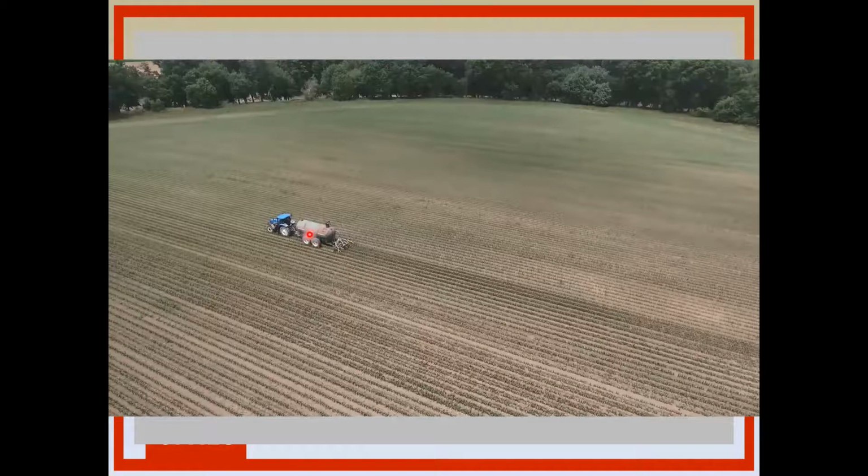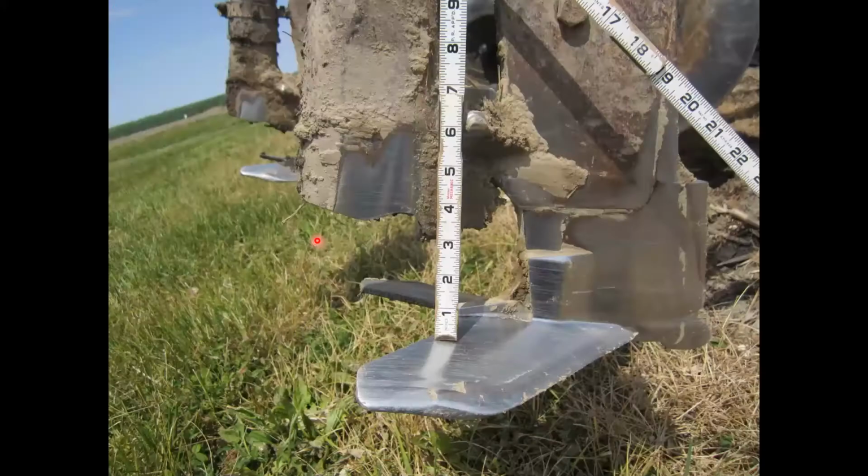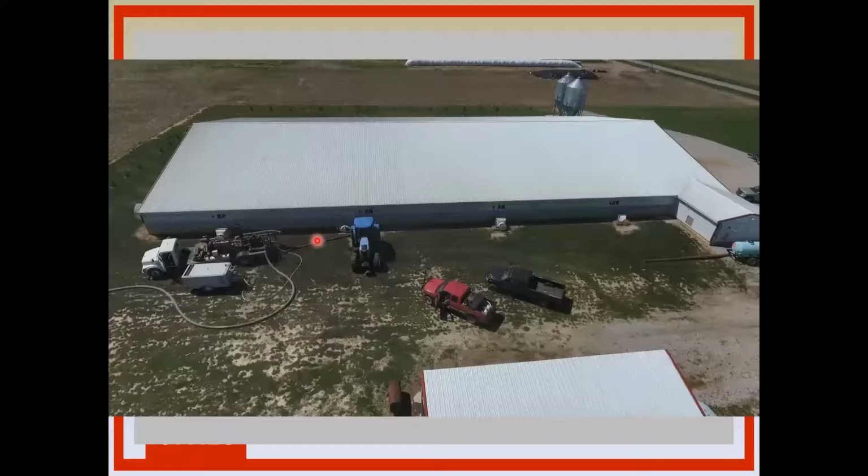But you can modify manure tankers. You can put narrower wheels on them. But if you do that, just remember that compaction is an issue. So in these examples, we were running a Dietrich sweep to try to take the compaction out behind the wheels of the tanker, because that is a lot of weight. We've also moved beyond that.